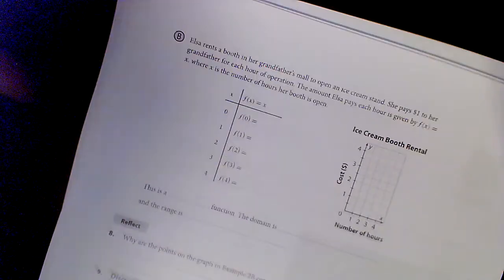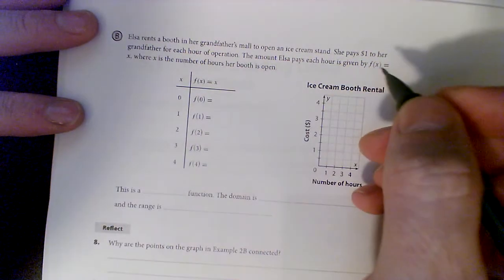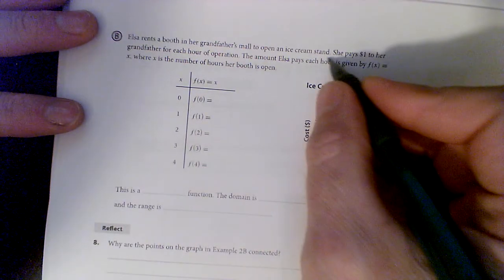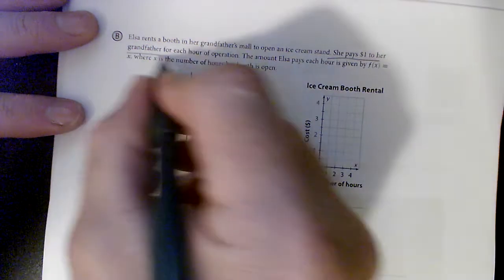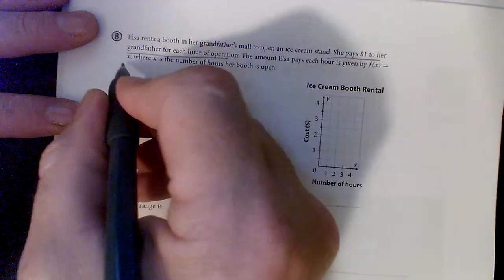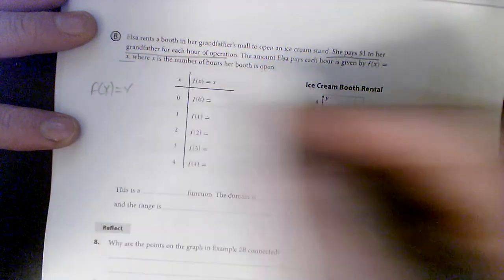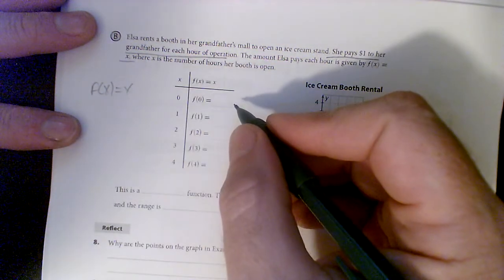All right. We got one more. Let's talk about it. Elsa rents a booth in her grandfather's mall to open an ice cream stand. She pays $1 to her grandfather for each hour of operation. The amount she pays is given by f of x equals x. So let's write it here: f of x equals x, where x is the number of hours, right?